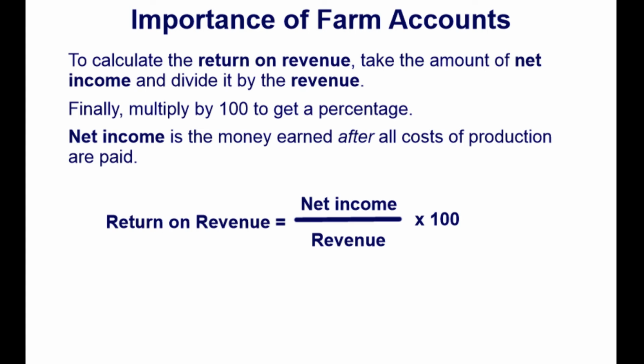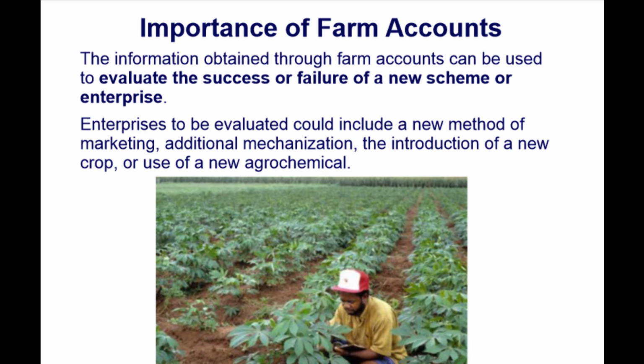To calculate the return on revenue, take the amount of net income and divide it by the revenue. Finally, multiply by 100 to get a percentage. Net income is the money earned after all costs of production are paid. Return on revenue equals net income divided by revenue times 100. The information obtained through farm accounts can be used to evaluate the success or failure of a new scheme or enterprise. Enterprises to be evaluated could include a new method of marketing, additional mechanization, the introduction of a new crop, or use of a new agrochemical.